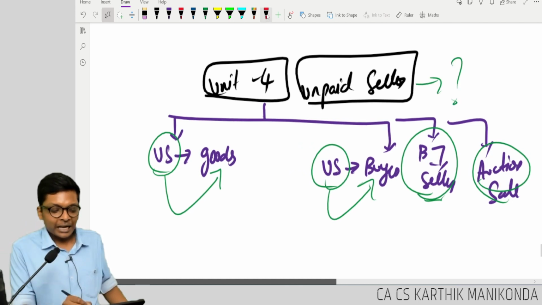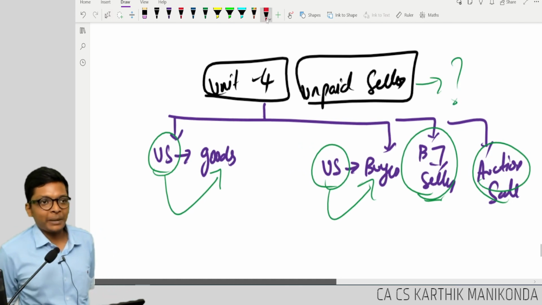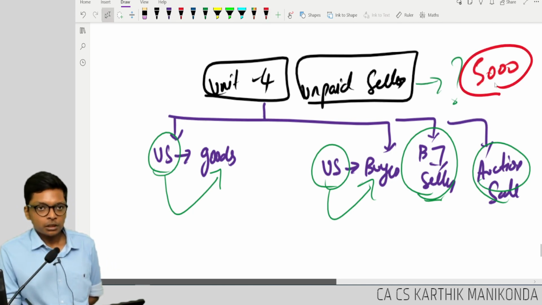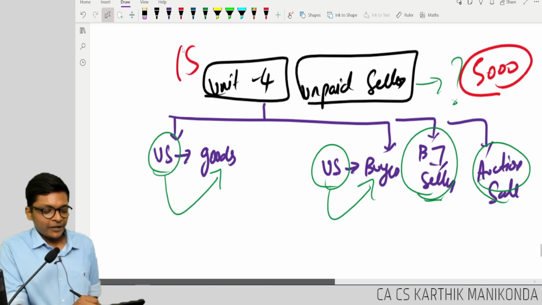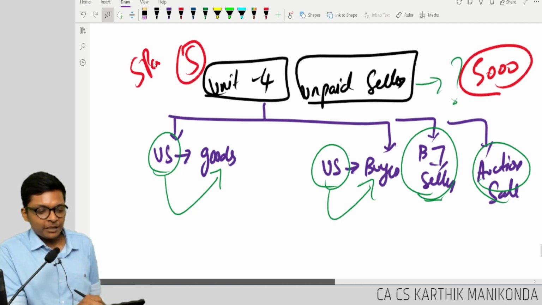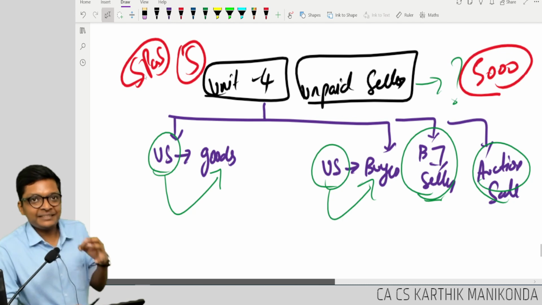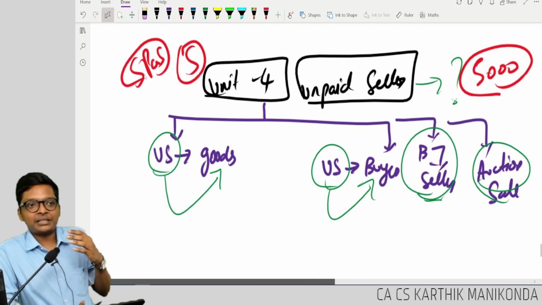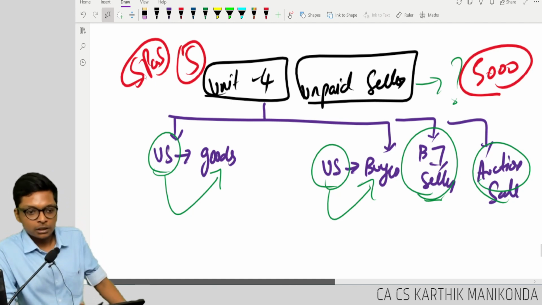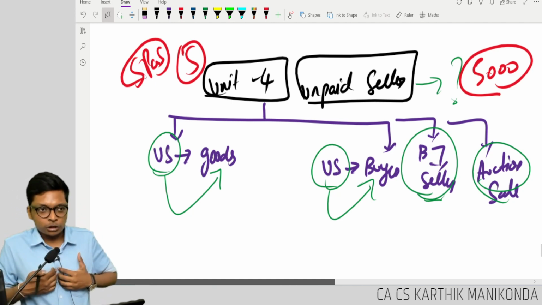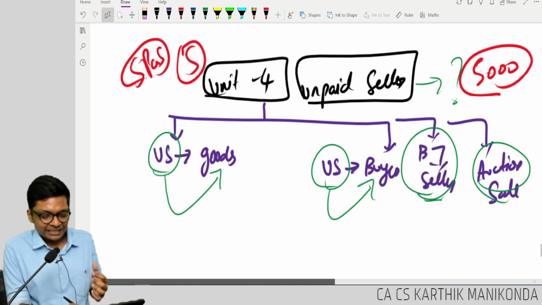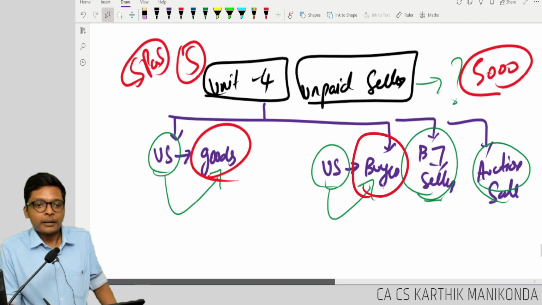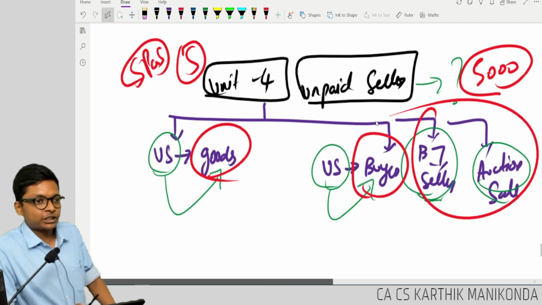First of all, who is an unpaid seller? The one to whom money is not paid. I had to be paid 5,000 rupees, and only 5 rupees or 5 paisa is pending. Even if 1 paisa is not paid, the seller will be treated as an unpaid seller. The minute I am an unpaid seller, I have rights. Since money is not paid to me, I have a few rights against the goods, and a few rights against the buyer.